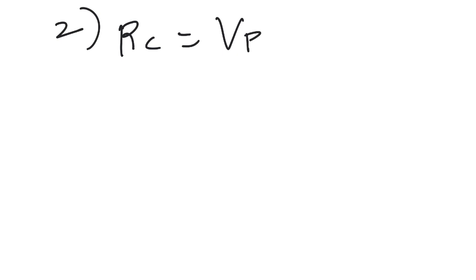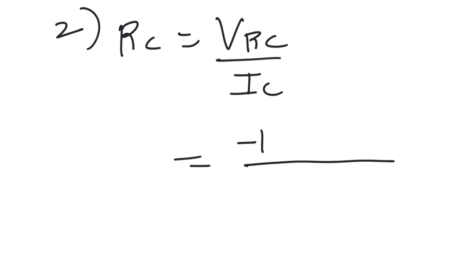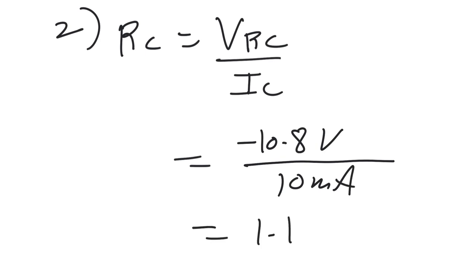Okay, 2: RC equals VRC divided by IC. Okay, I'll just throw the negative in here for form. There's really no need to put it there because the current will be exactly the same. But anyway, you get 1.1K. All right. Number 3.